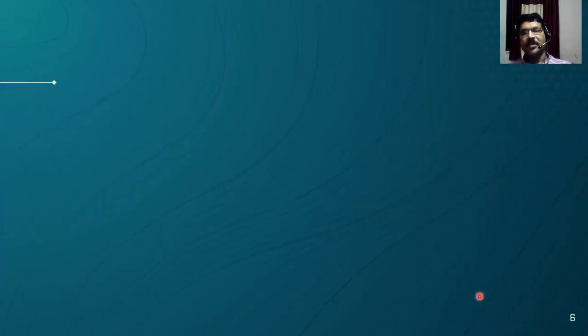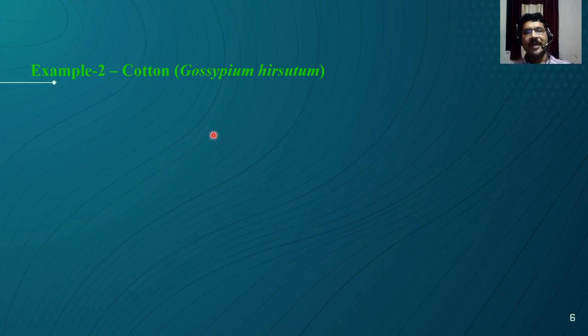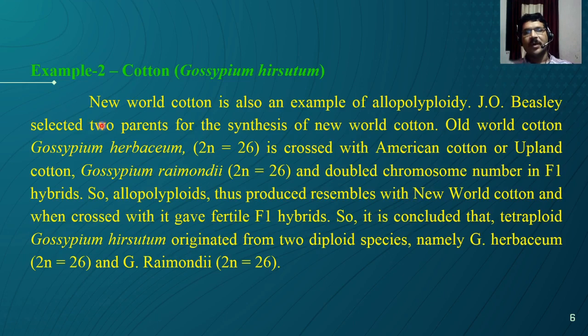Now we will proceed to another example, that is the example of cotton, Gossypium hirsutum. New World cotton is also an example of allopolyploidy. New World cotton means newly synthesized cotton. It is an example of allopolyploidy. How it has been synthesized, we will see here.